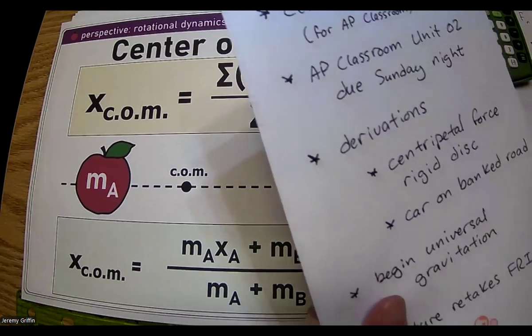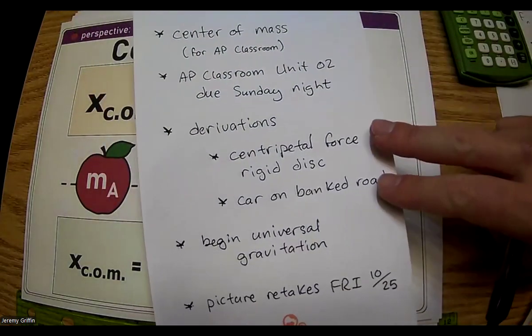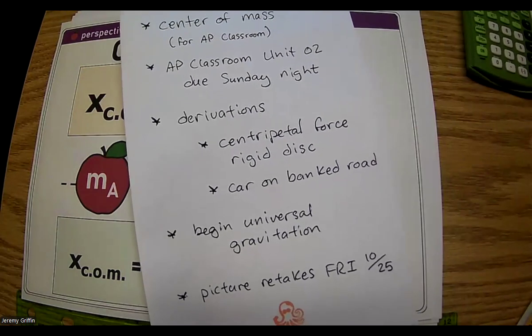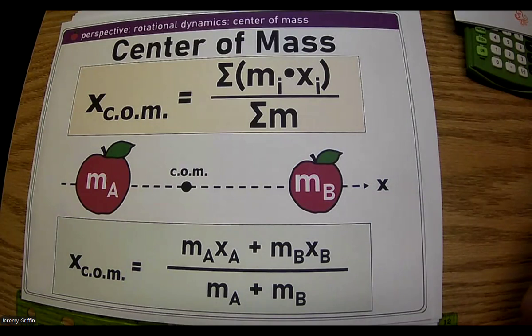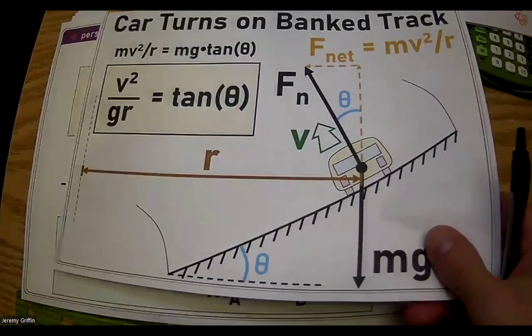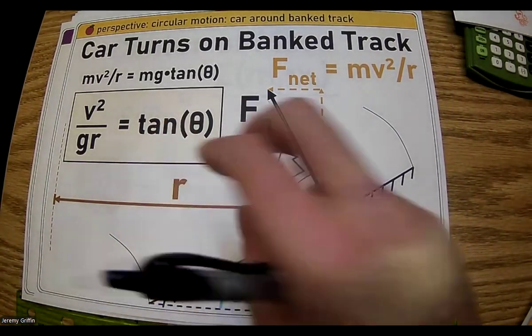All right, let's hit a couple of things that I did talk about yesterday, but I want to go back and give you guys a cleaner version of this. So let's look at a car on a banked road. Here it is, this car on a banked road. I did walk you guys through this, I think verbally, how to derive this.